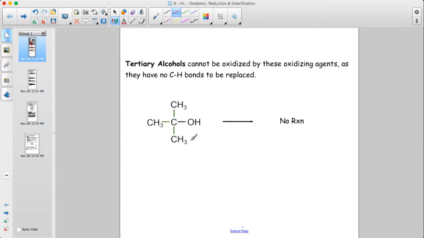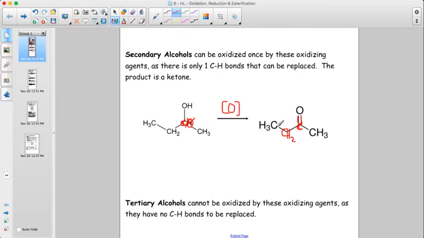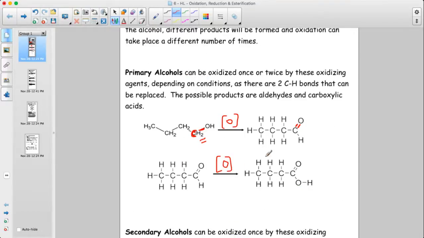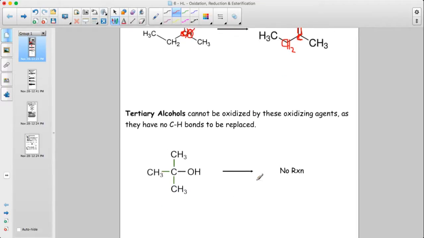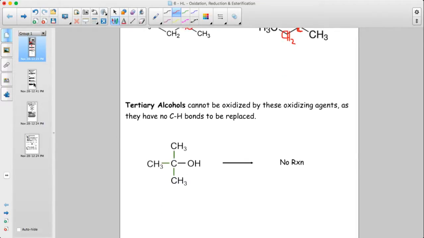Tertiary alcohols, however, don't have any hydrogens sticking off of this carbon atom, and therefore they cannot react in this way. So primary alcohols can be oxidized once or twice, secondaries can be oxidized once, and tertiaries cannot be oxidized at all by this mechanism.